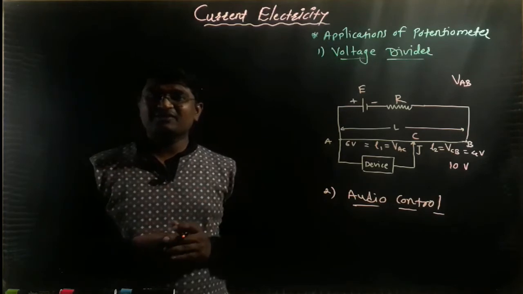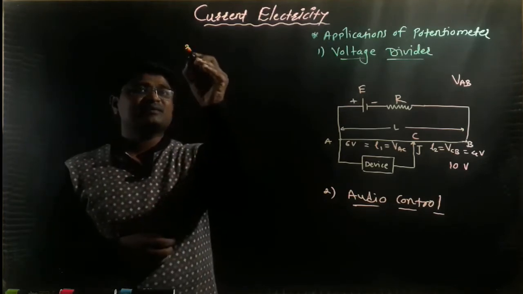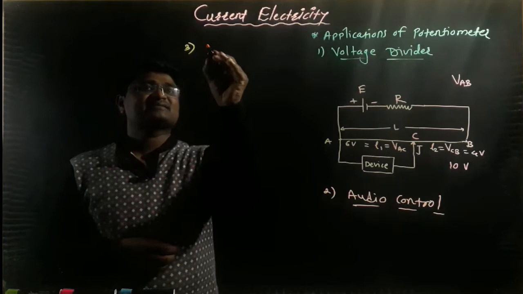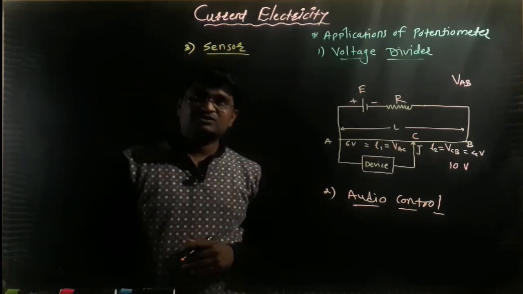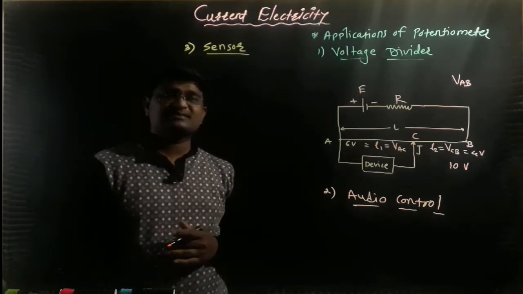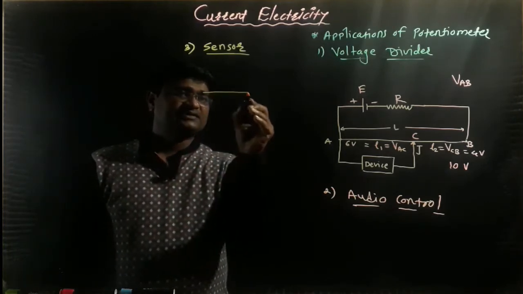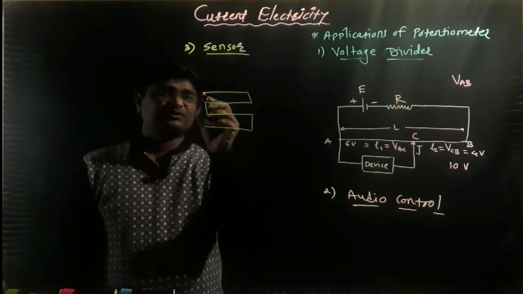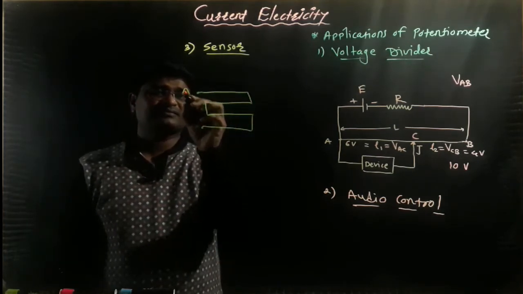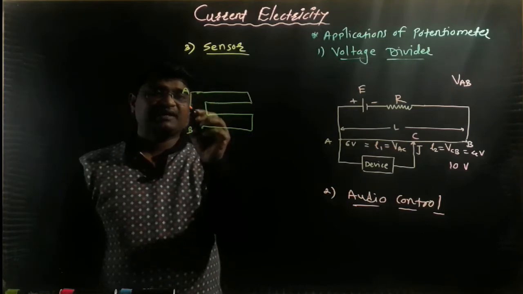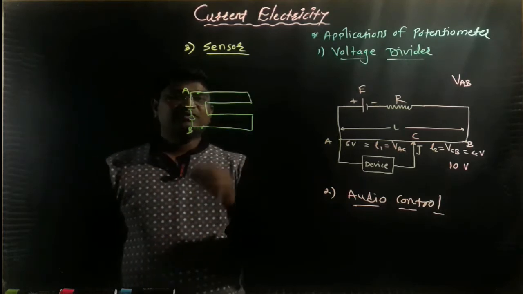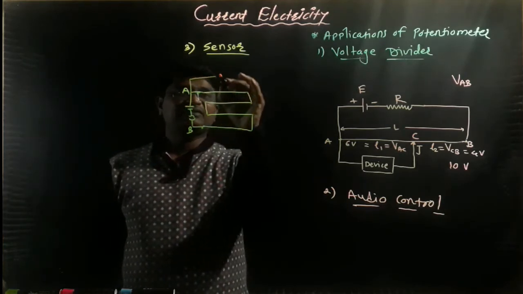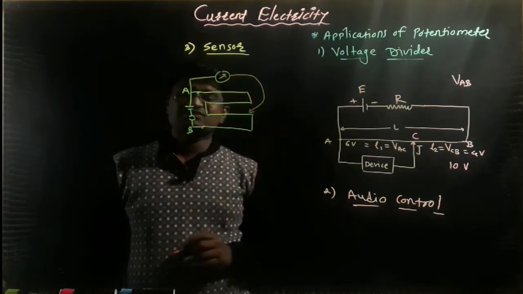After audio control, the same potentiometer is used as a sensor. So how does the potentiometer work as a sensor? This is a potentiometer. Actually, the potentiometer is a wire, and it will be connected to the battery, that is the key. And we know that end A will be connected to the galvanometer, and the other end will be connected to the slider, that is the jockey.